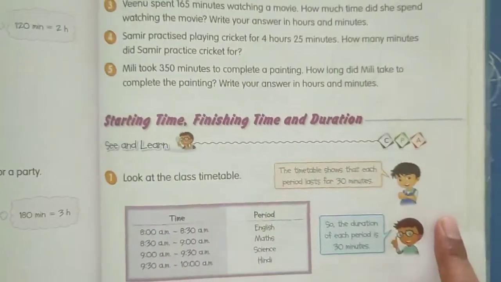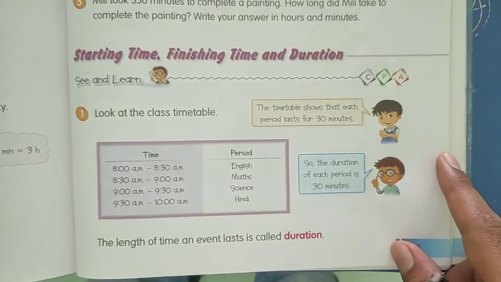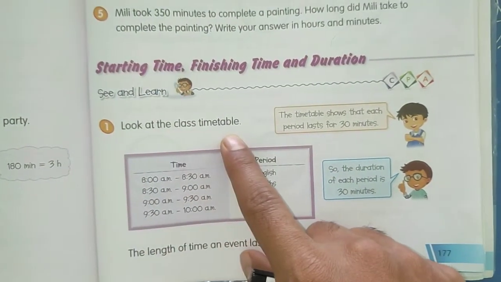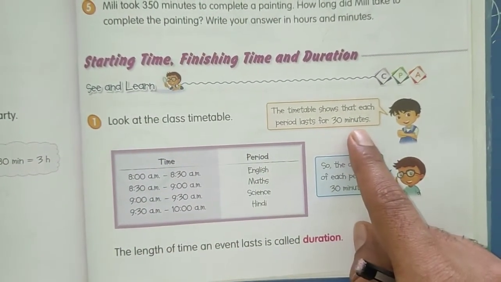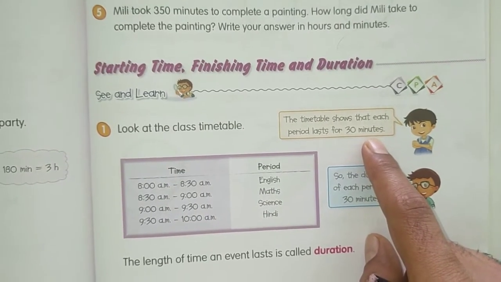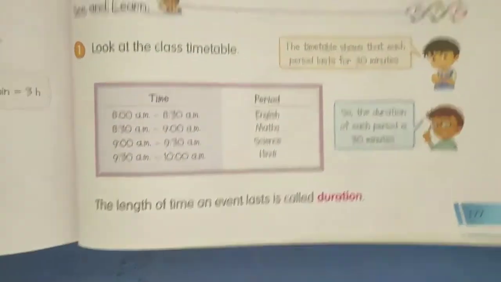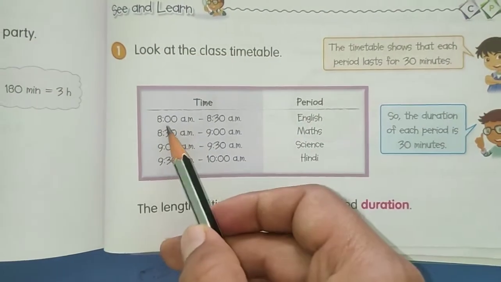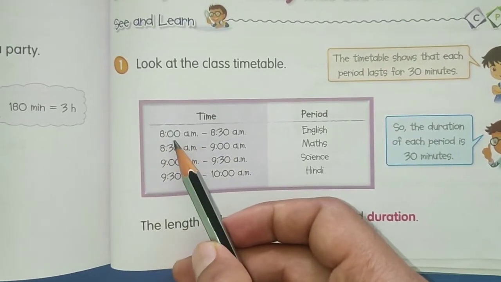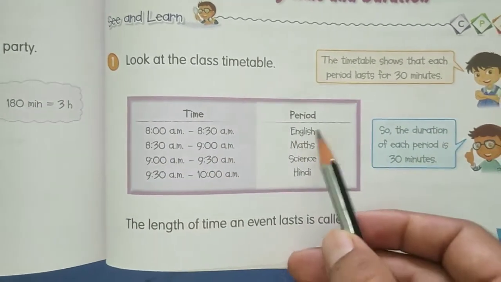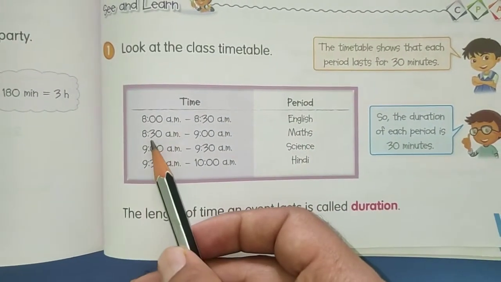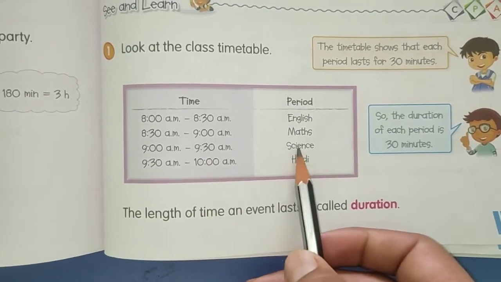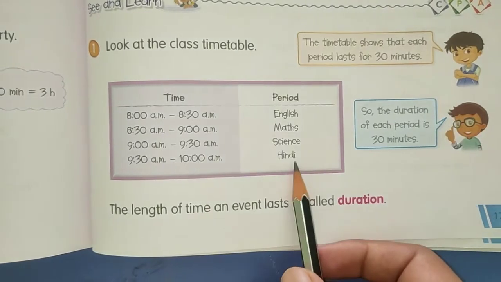Now the next topic, starting time, finishing time and duration. Okay, so consider the first question. Look at the class timetable. We already know how we use a class timetable. See here, time is written, and periods are written. So what is the time? 8 AM to 8:30 AM, the English period is there. After that, 8:30 AM to 9 AM, the maths period. Then 9 to 9:30 science and 9:30 to 10 Hindi.